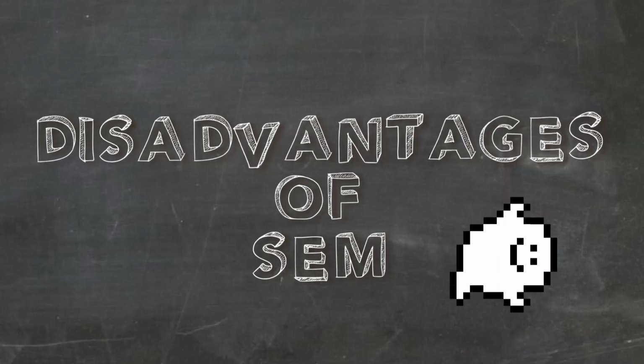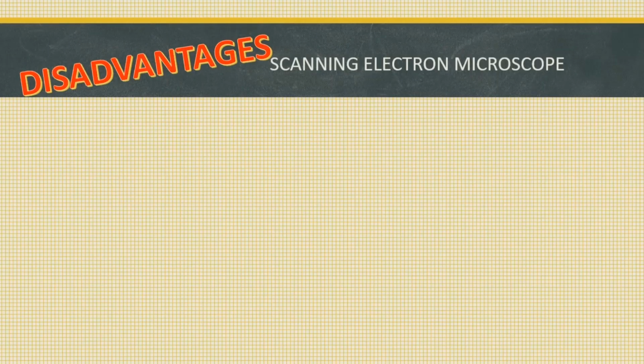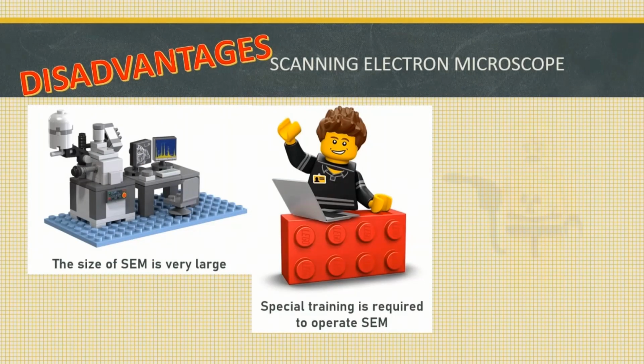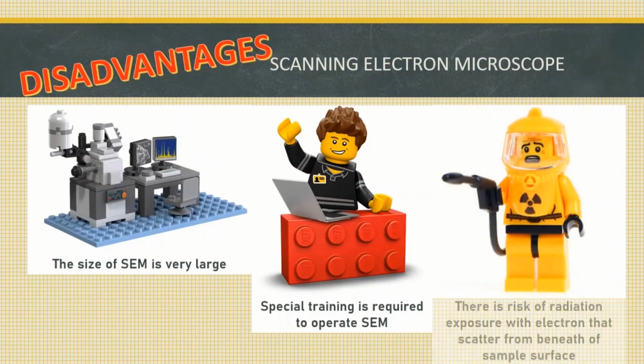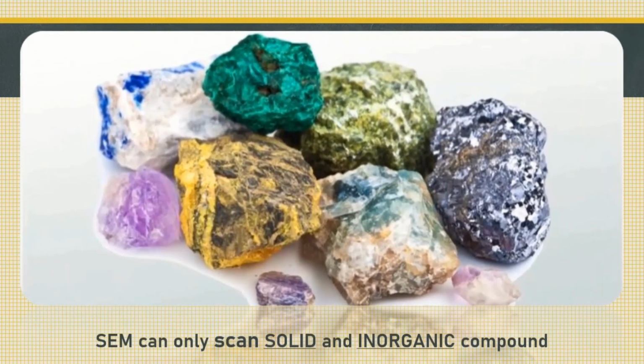Next, we're going to look at the disadvantages of SEM. The first disadvantage of a scanning electron microscope is that the size of SEM is very large. Special training is required to operate SEM. There is a risk of radiation exposure with electrons that scatter from the surface of the sample. SEM can only scan solid and inorganic compounds.